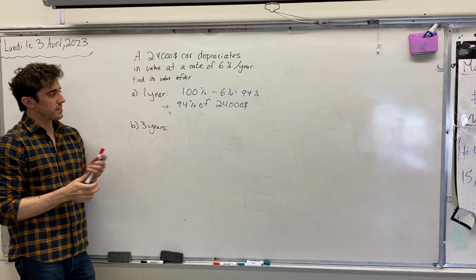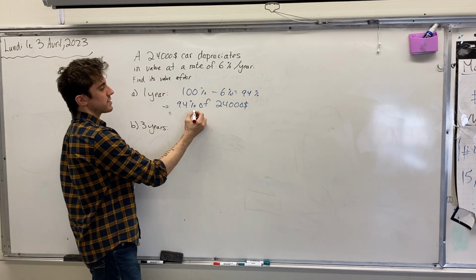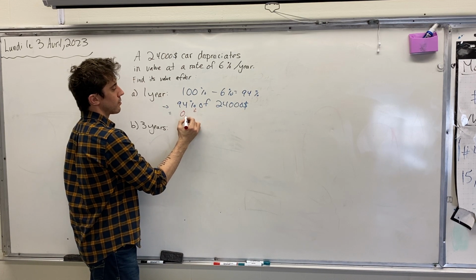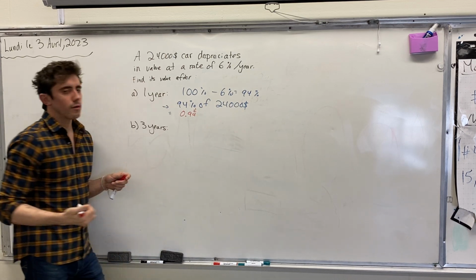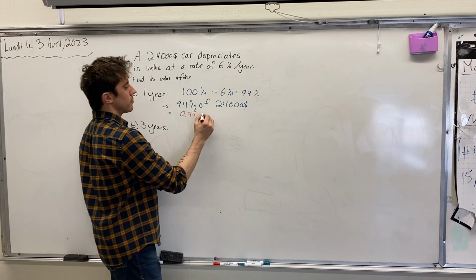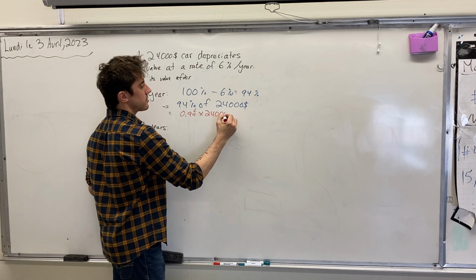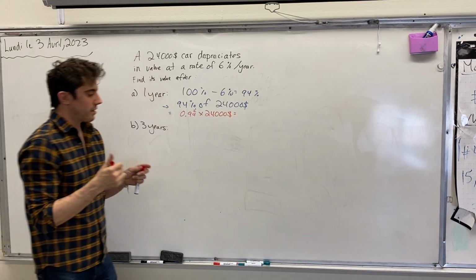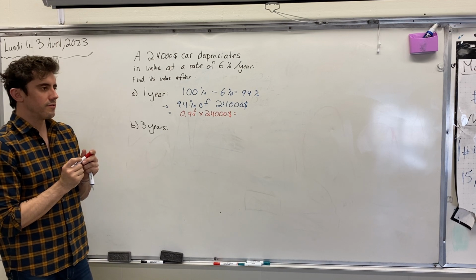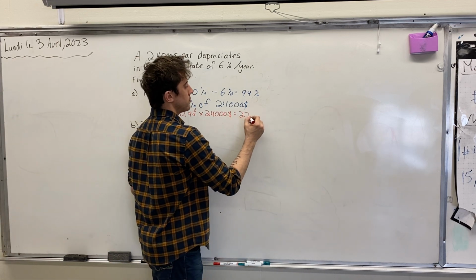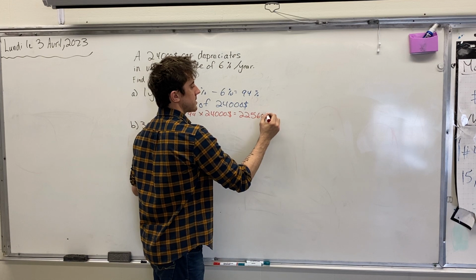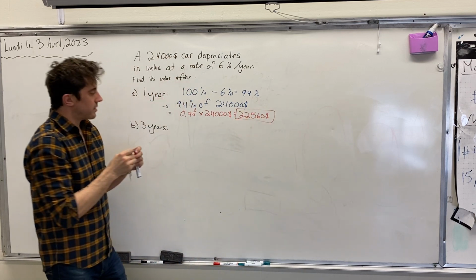And whenever we want the percent of a number, we convert the percentage to a decimal. 94% becomes 0.94. The word of always implies multiplication, and so we'll multiply through by $24,000, and we'll find a value of $22,560. Okay? Now that's part A.